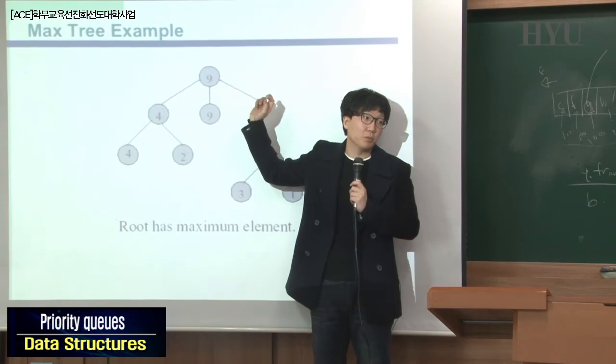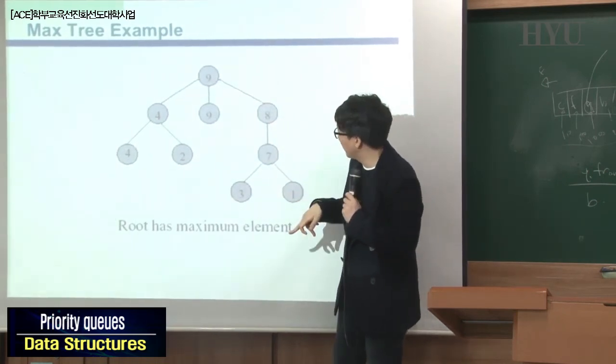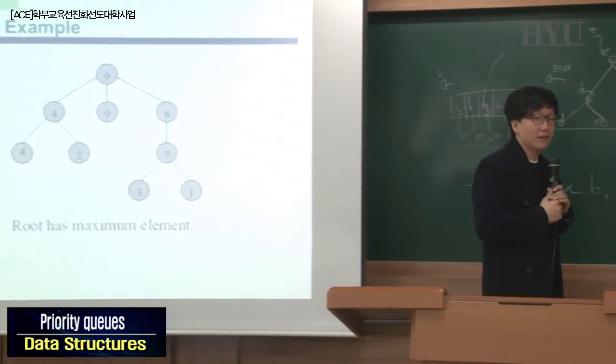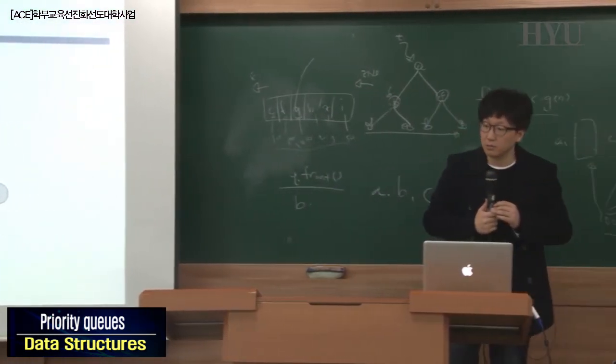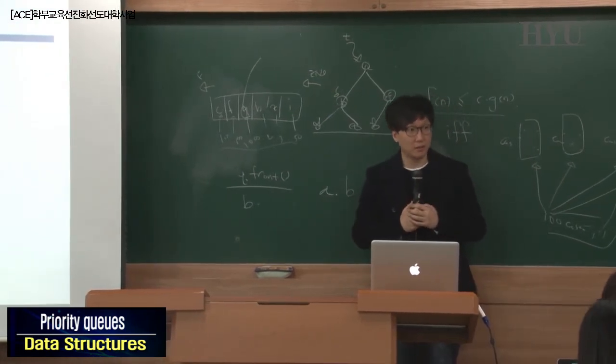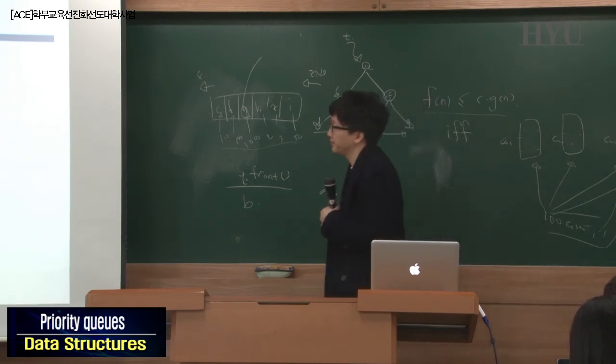They can be the same though. I mean it can be duplicate. 8, 7, 3, 1. 그죠? Always less than its parent. That's a definition of max tree. Mean tree, probably exact opposite. 그죠? Root has a minimum element.